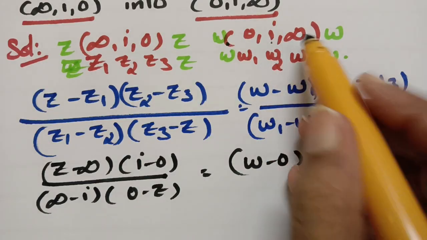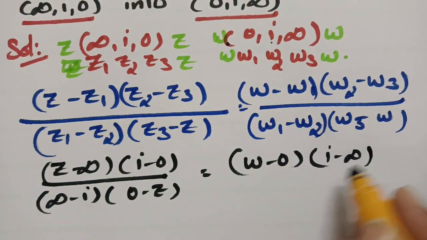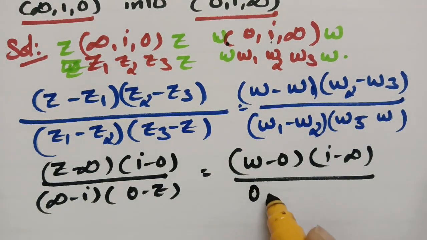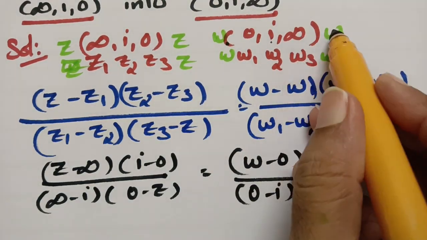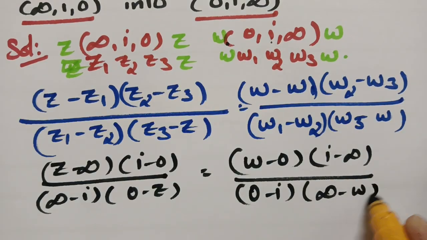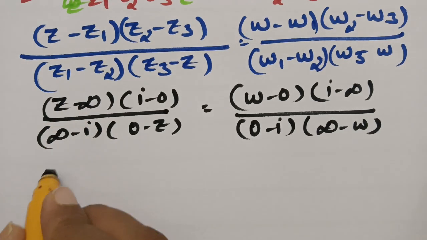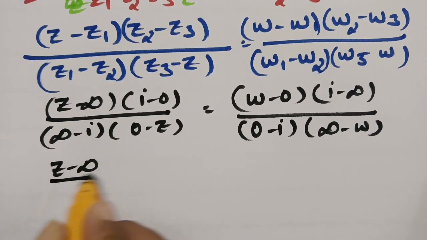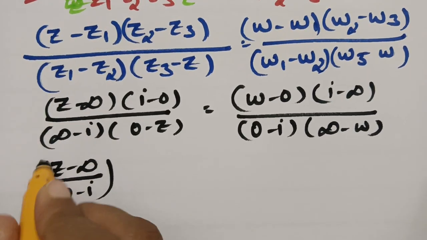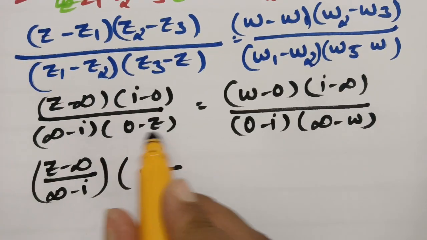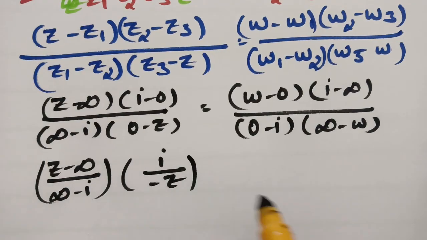And the next one is I minus infinity. If you substitute in the formula also, it is very easy. 0 minus I, this is 0 minus I and this is infinity minus W. So I am going to keep all the infinity values at one place. So here this is Z minus infinity and this is infinity minus I at one place, and this is I minus 0 is I and this value is 0 minus Z, so this is minus Z.